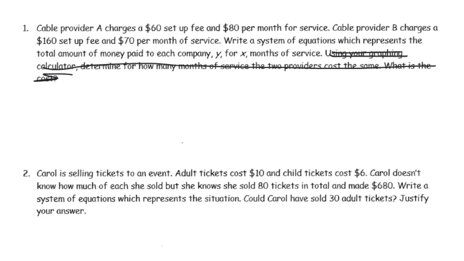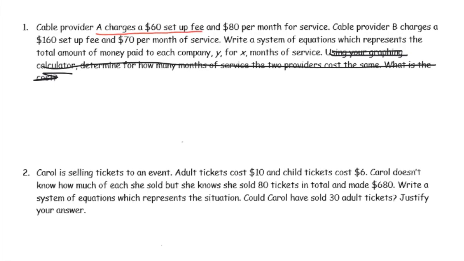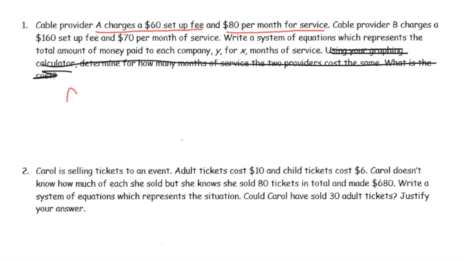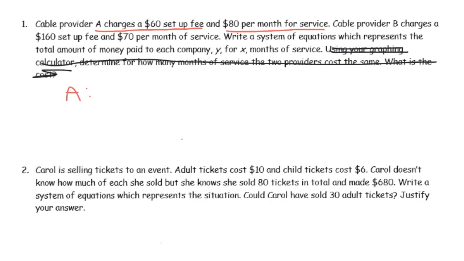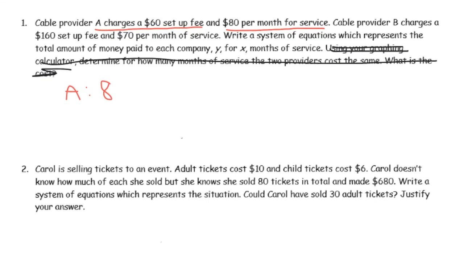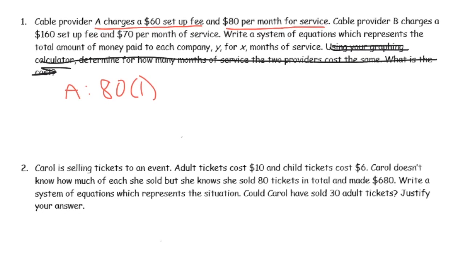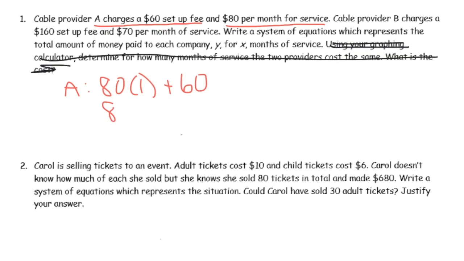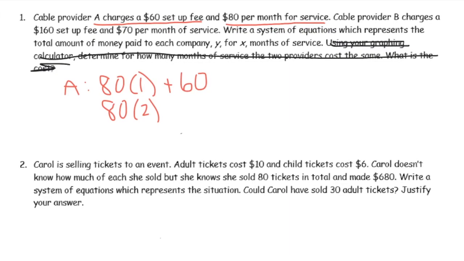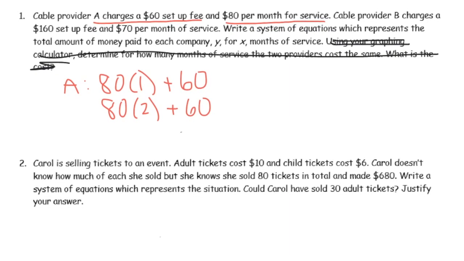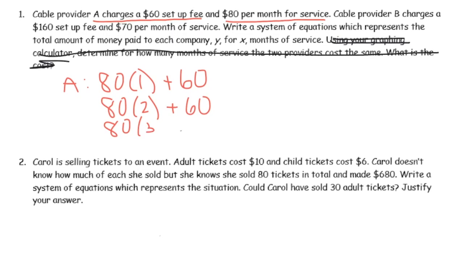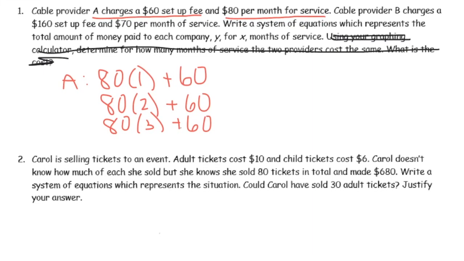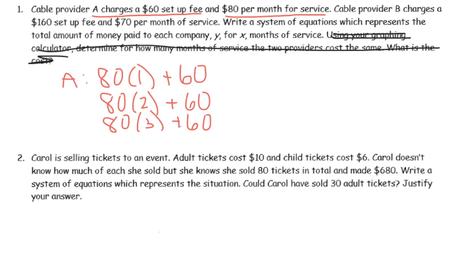Okay? So, cable provider A, a $60 setup fee, $80 per month for service. So think about this. If this is cable provider A, for 1 month of service, you're getting charged $80. And then you have to pay a $60 setup fee regardless, okay? For 2 months of service, you have to pay 2 times 80 plus 60, okay? And so on and so forth for 3 months of service. All right, notice 60 remains the same. It's just you're multiplying 80 by the number of months you've had of service, okay?